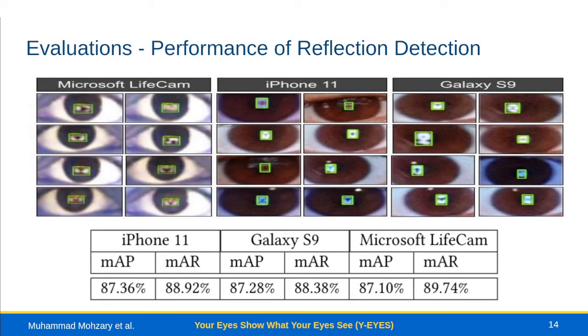Evaluation of the reflection detection model. We evaluate the reflection detection model using mean average precision and mean average recall to quantify how the model performs across images in our test datasets. We train MobileNet version 2 to detect reflection in 3 devices. As you can see in the table, our model achieved very high accuracy.